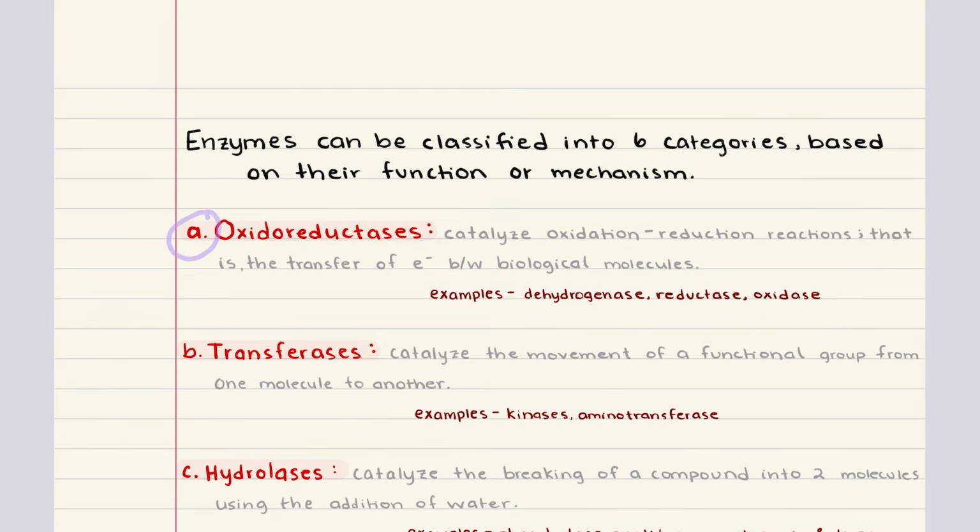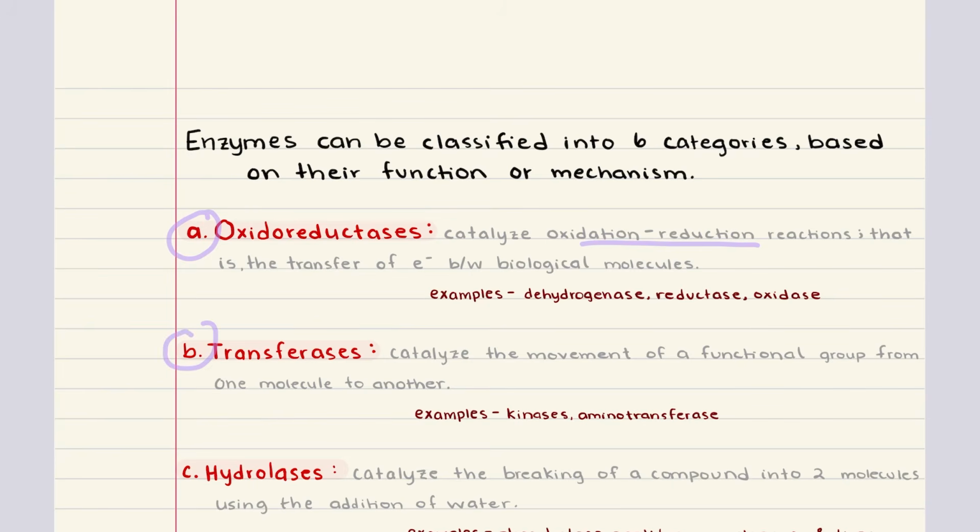First, we have oxidoreductase. These enzymes catalyze oxidation reduction reactions, which are reactions that involve the transfer of electrons. These are common in energy metabolism, especially when molecules are being broken down or built up. For example, enzymes like dehydrogenase and reductase fall into this category. And a classic case would be transferring electrons from NADH to another molecule during cellular respiration.